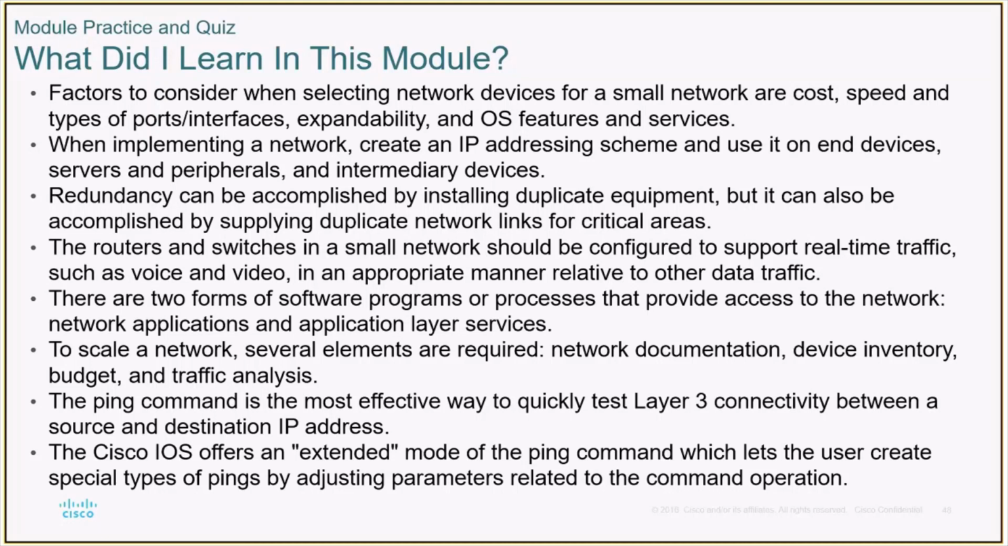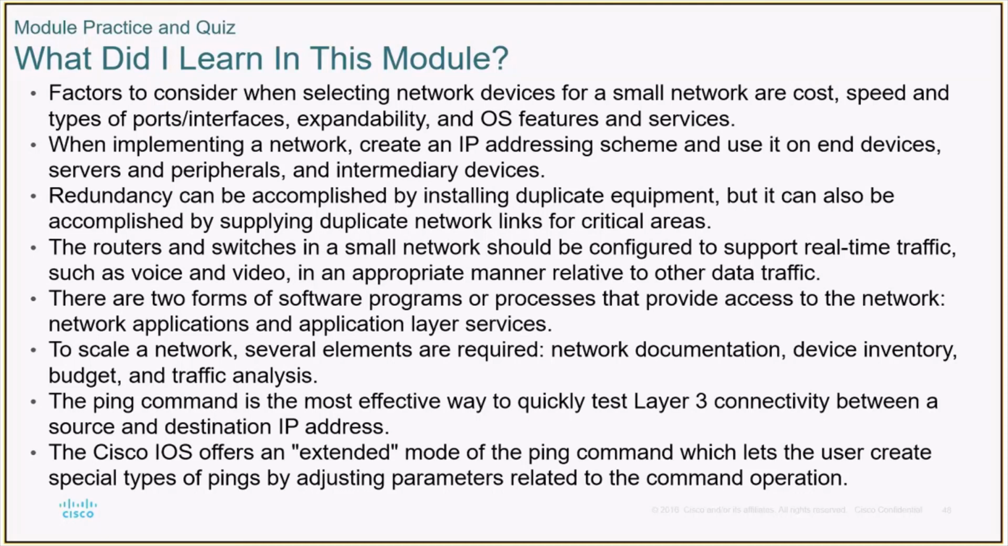There are two forms of software, programs or processes that provide access to the network: network applications, or ones that use application layer services. To scale a network, several elements are required: network documentation, a device inventory, a budget, and traffic analysis, so as to grow networks sensibly.